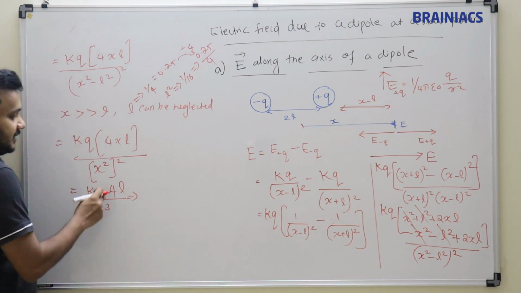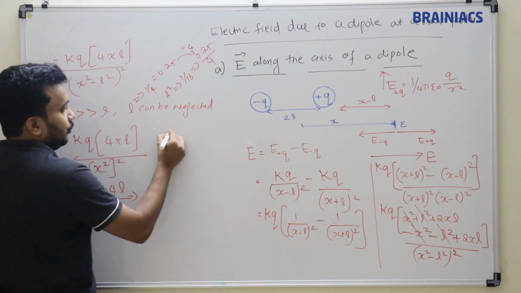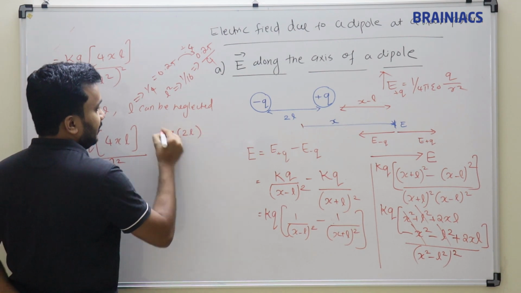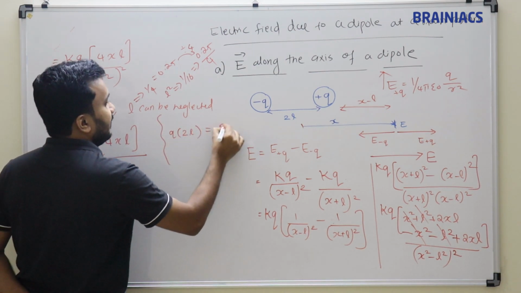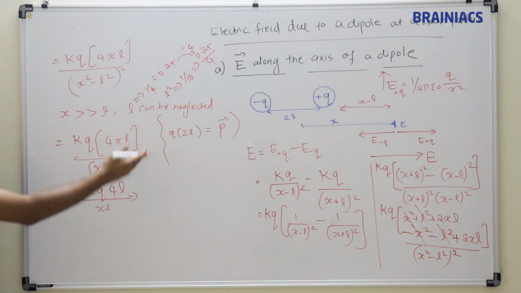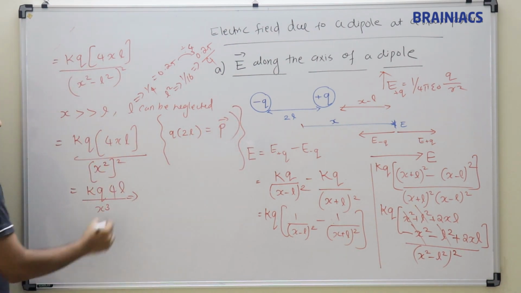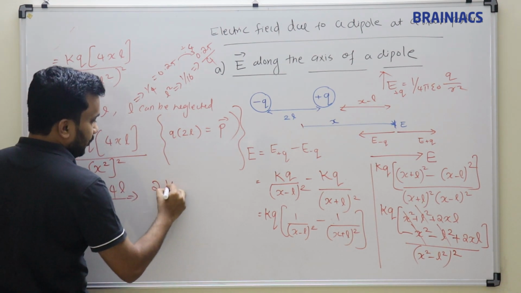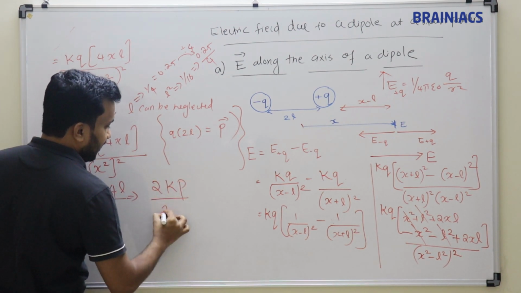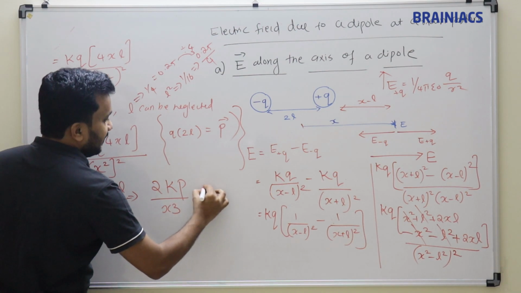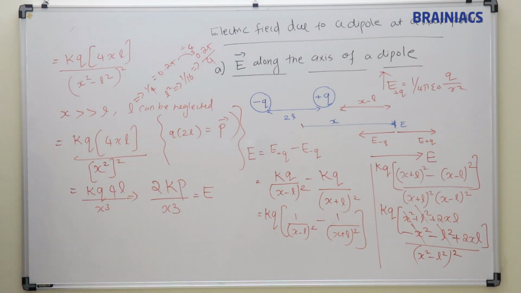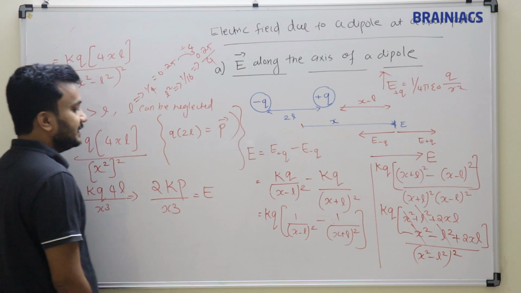Here what is Q into 2L? We know Q into 2L is called the dipole moment. We are substituting it here, so we know this value. Now substituting, what is coming? 2 into Kp divided by x cube. This is the direction and the magnitude of the electric field intensity.